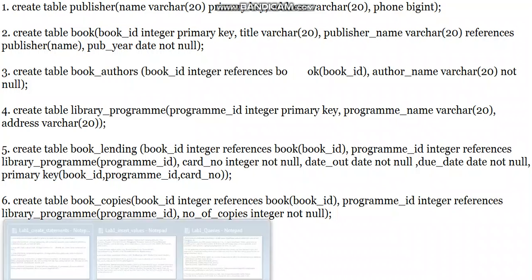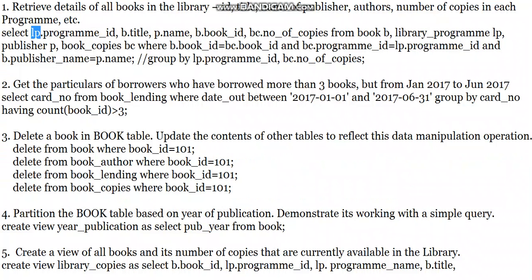So in our query we are using aliasing. How to use it? Simple. After from, I am giving each table a name. That book, I am referring to it as B, and library program, I am referring to it as LP, and publisher I am referring to it as P, then book copies I am referring to it as BC. Okay, so these are the four tables.